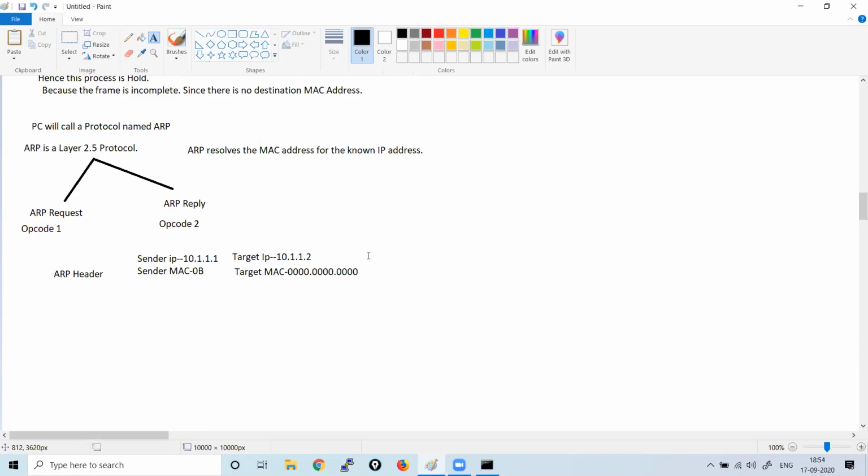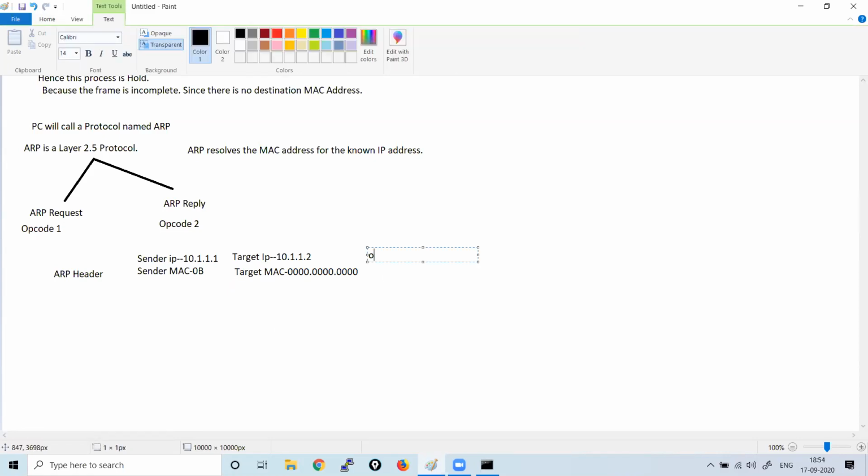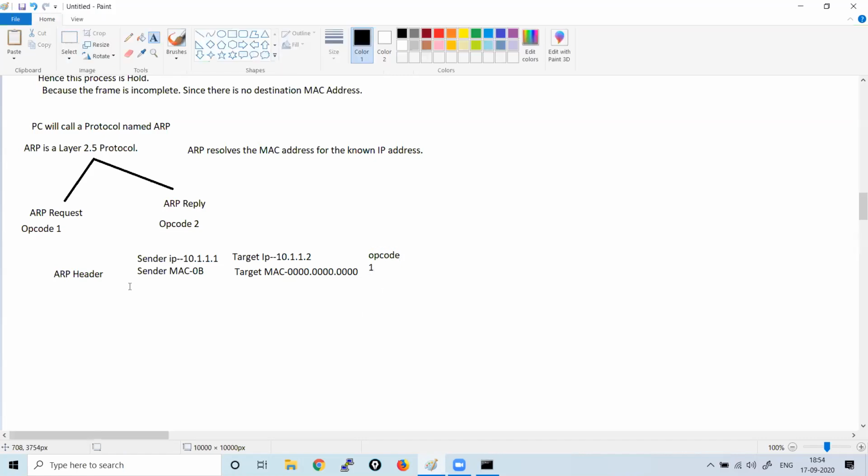And one more important thing for the machines to understand whether it is an ARP request or an ARP reply: the opcode would be 1. The reason why it is 1 is because this is an ARP request. This is your ARP header. Am I clear?